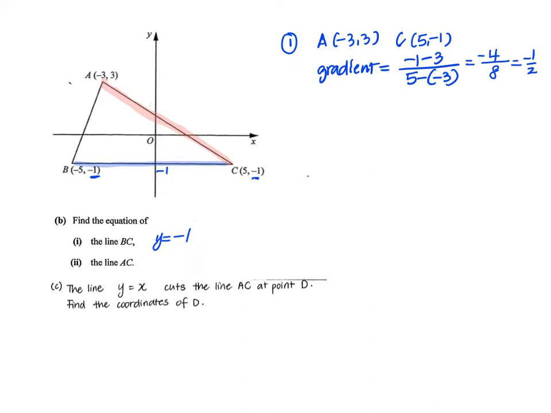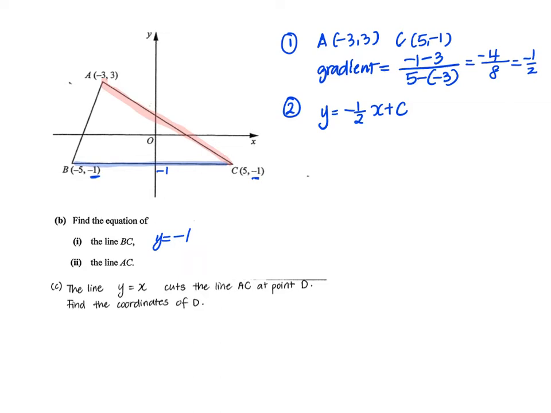Okay, so now step 2, I already know the gradient is -1/2. So what's the equation that I can write? I can write y equals mx plus c. The m is now this, and then x plus c. How do I find the c? c is the y-intercept, right? So what can we do?